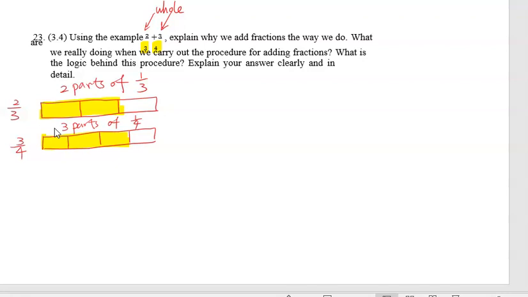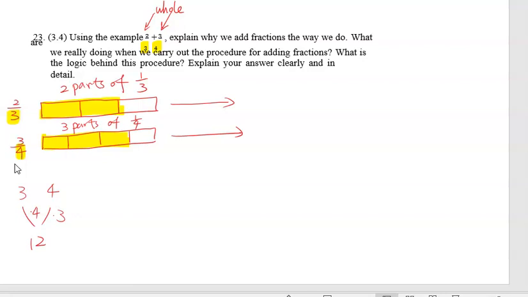We have to turn it into the same size parts, like parts. So we look at what caused them to have different sizes. It's because of the denominators 3 and 4. If we change them into the same denominator, they must have the same size parts, or like parts. So look at 3 and 4. They can be converted to 12, multiplying 3 by 4 and 4 by 3. That's going to turn both of them into 12.